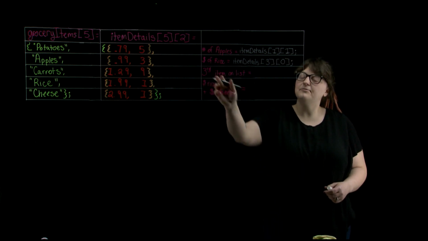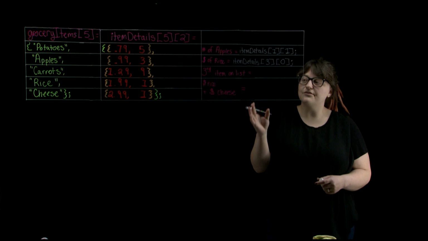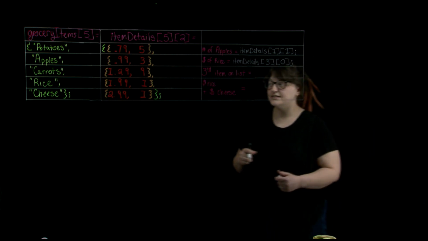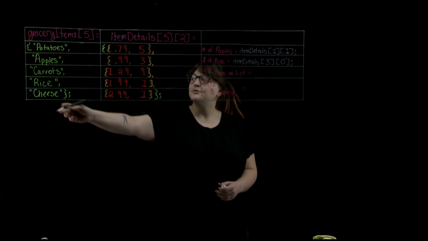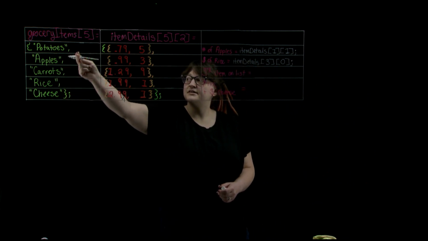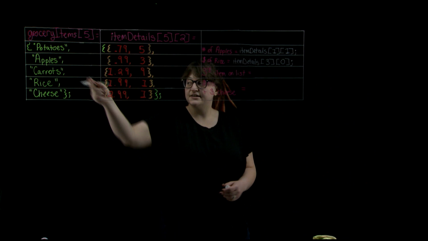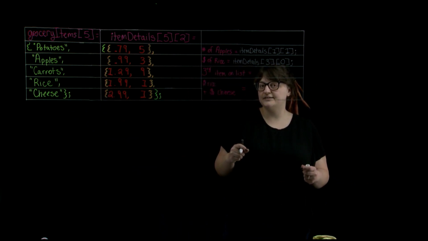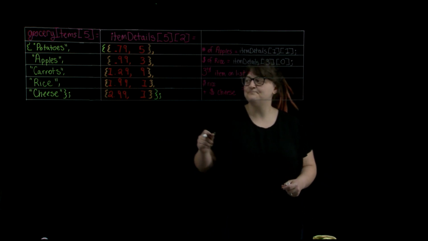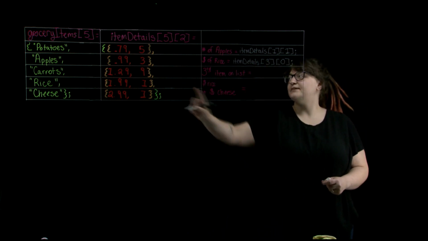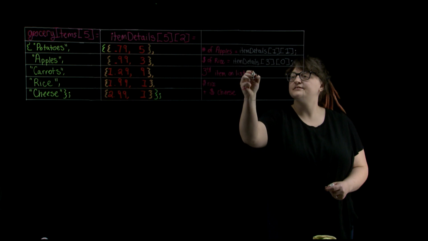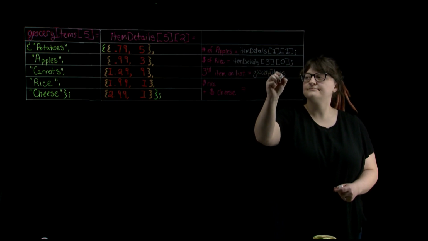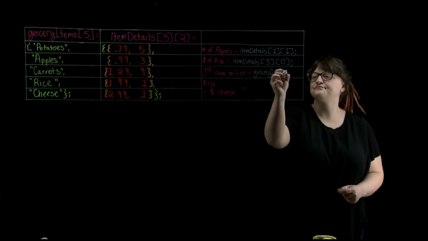Next, we want to call the name of the third item on the list. So for that array, for humans, we're going to go 1, 2, 3. Carrots is the third item on the list, but what index does that make it? 2, right? So to call that, we need our grocery items array, index 2.